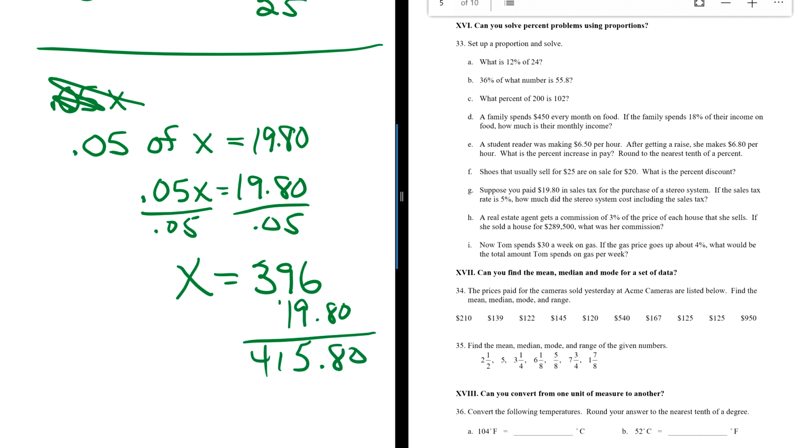Timeout. That is correct, because when you add the 19.80 back in, it gives you a total of 415.80. So that is correct. 5% of what equals 19.80, and add it back in. That's the total amount that they paid, including the sales tax.